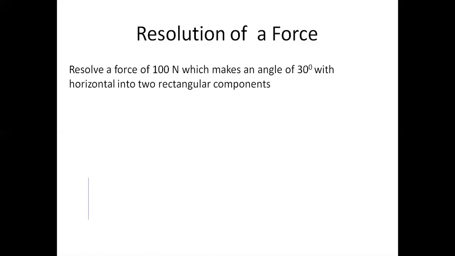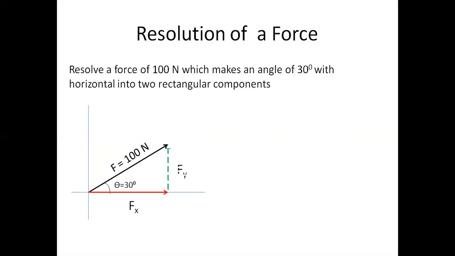Let us draw the diagram first. So these are the coordinates, and this is the force vector. This is the force 100 newtons, and it makes an angle of 30 degrees. We will call the force F and the angle theta. Now we know, as we have just derived, what is the x component? This is the x component and this is the y component. And what is the formula for the x component? Fx equal to F into cos theta.